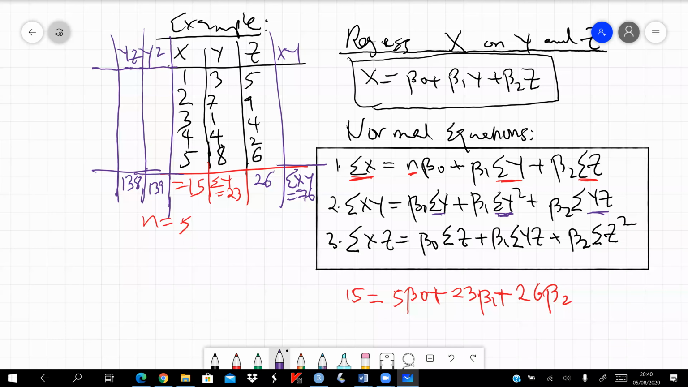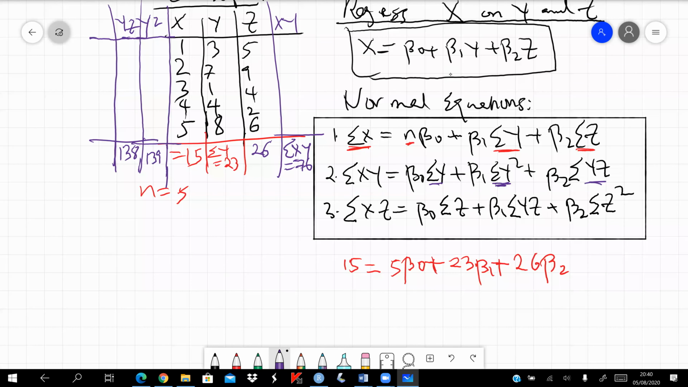So our second equation will be: xy, we have 76, equals summation of y, which is 23, plus y squared, 139, times beta 1, and yz, which is 138, times beta 2. Oh, they're very close.